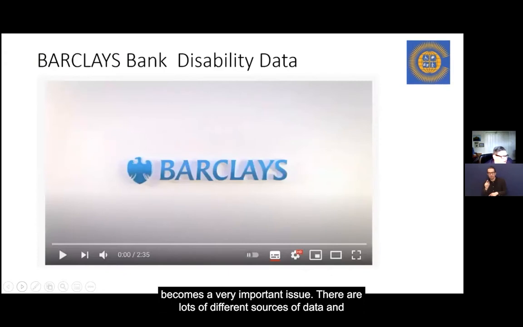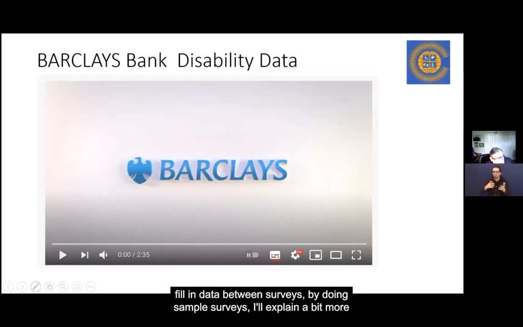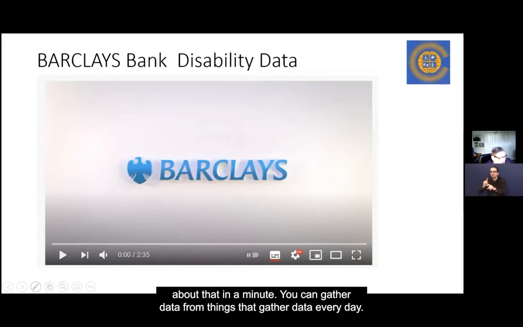And there are lots of different sources of data, and we'll see in a moment from a business why they can use the data for their business case. But for us as activists and DPOs, it's important that we understand you can get data from surveys of the whole population, which is called a census, usually taking place every 10 years. And so the question asked there is vital. You can fill in data in between censuses by doing sample surveys of households, and I'll explain more about that in a minute. But you can also gather data from things which gather data about people every day.